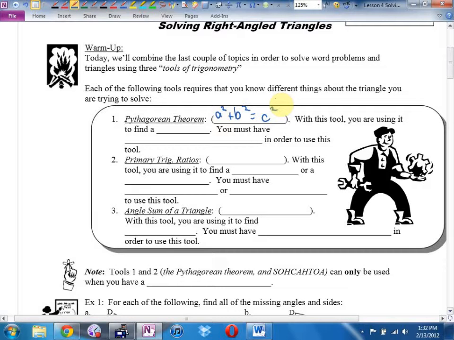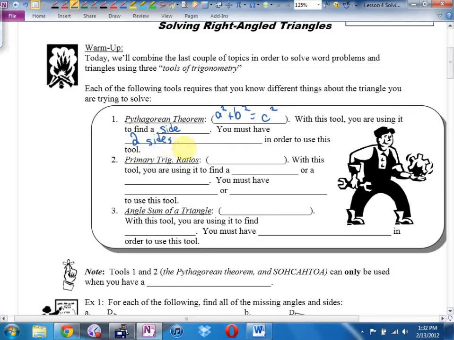With this tool, you're using it to find a missing side. Because you'll notice there's no angle in here. What was the variable, David, that I like to use for finding an angle, that Greek letter? Do you remember it? Theta. No theta in here means you're finding a side. You must have two sides in order to use this.